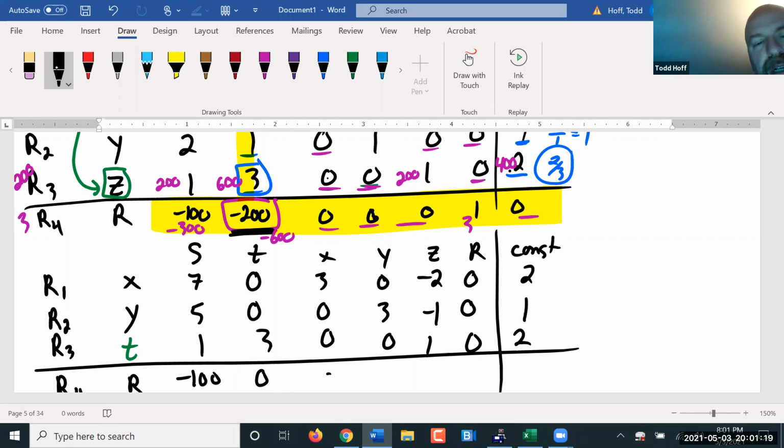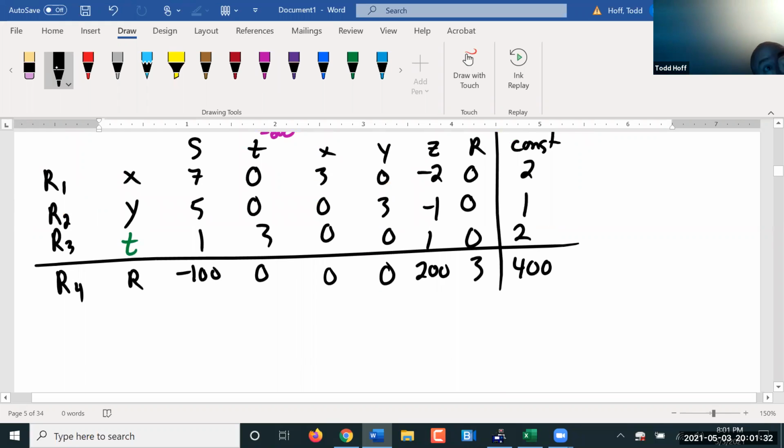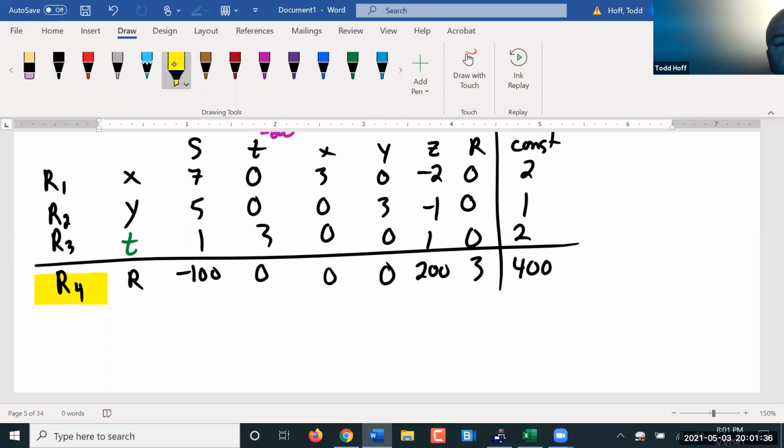0 plus 0 is 0. 0 plus 0 is 0. 200 plus 0 is 200. 0 plus 3 is 3. And 400 plus 0 is 400. There's our new tableau. Notice in our bottom row, we still have a negative number, that negative 100. So that is going to be our pivot column.